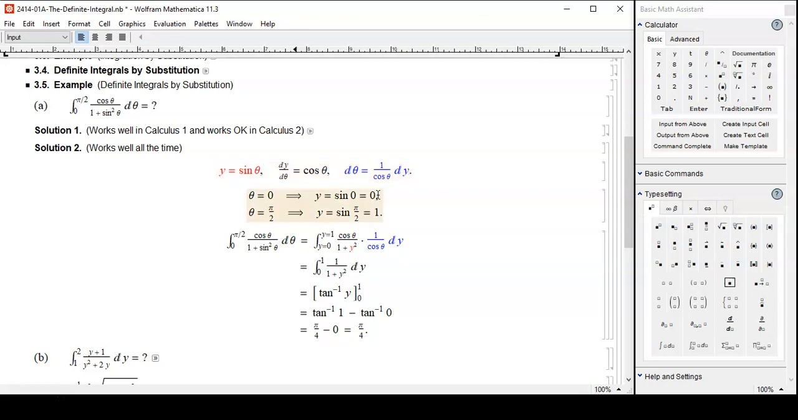So theta is 0, then sine of 0 is 0. Theta is pi over 2, then sine of pi over 2 is 1. So theta is going from 0 to pi over 2, then y is going from 0 to 1. So this is the conversion in the first line. See, color coding helps. y is sine of theta, that goes here. And then the blue part is d theta. And with the cancellation, cosine gone, we get the y integral, and also y is running from 0 to 1 because of this conversion here. So you have an arctangent function, plug in the top, plug in the bottom, subtract one from the other. There you go.